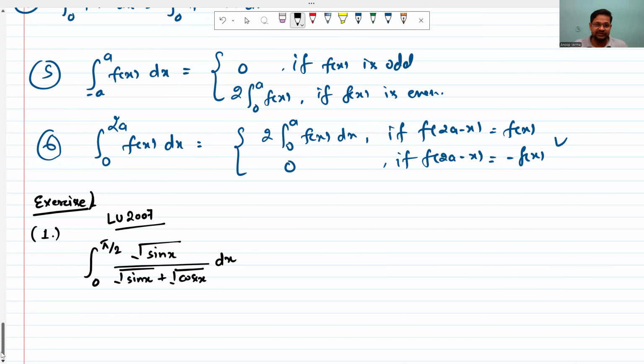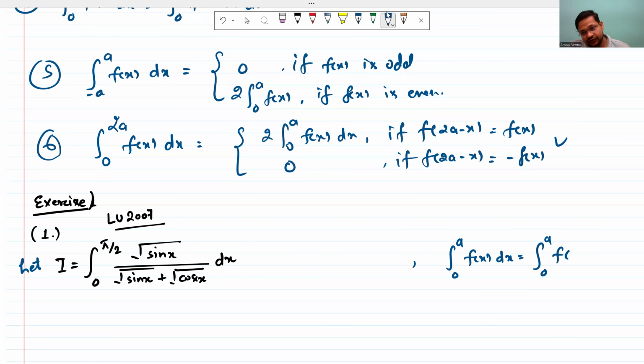So basically we have to calculate this integral, so we just put this equal to I. It means we have to calculate the value of I. Okay, what we will do, we use this property of the integration simply: integral from 0 to a of f(x) dx is equal to integral from 0 to a of f(a minus x) dx. So we will use this property here.